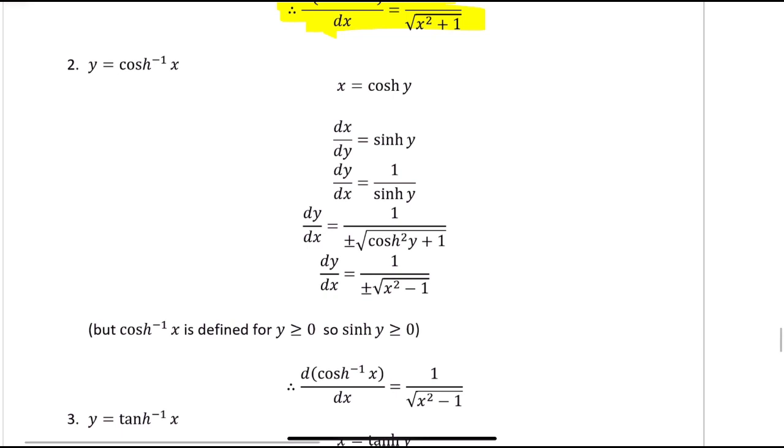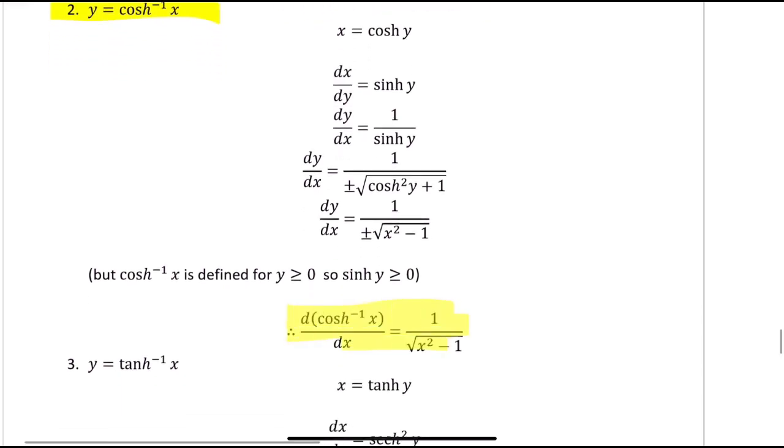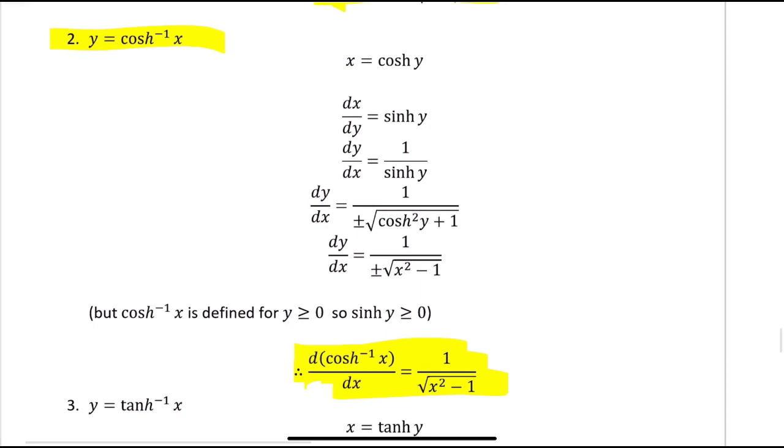Similar idea for this one. If you differentiate this, you will get this thing here, 1 over the square root of x squared plus 1. So pause the video and read through all of that again.